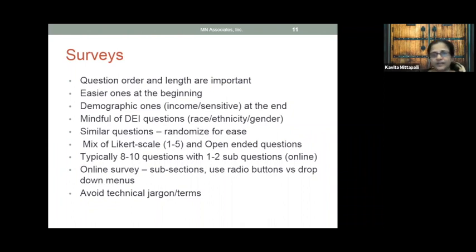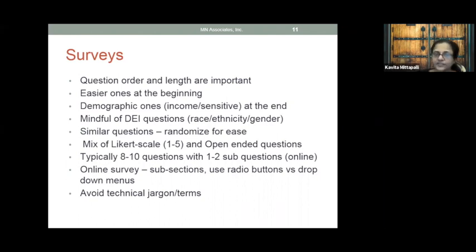To the question that the person asked, typically 8 to 10 questions are considered ideal, with 1 to 2 sub-questions to the maximum possible. That doesn't mean that every question will have a sub-question. It really depends if you want to have a sub-question. But I would say restrict it to 8 to 10 max questions, because nobody wants to get bored and they have better things to do than sit and do your survey.